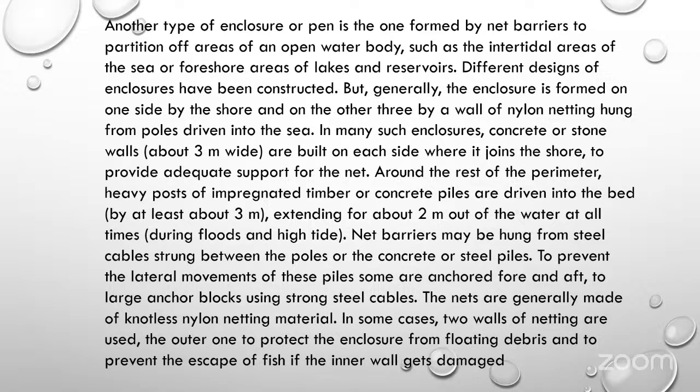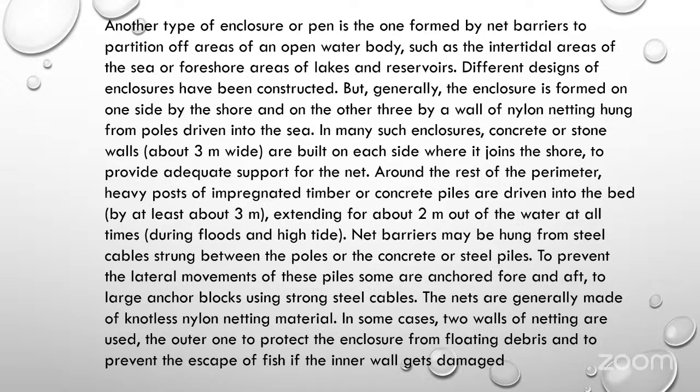Another type of enclosure or pen is the enclosure. Different designs of enclosures have been constructed, but generally the enclosure is formed on one side by the shore and on the other three by a wall of nylon netting hung from poles driven into the sea. In many such enclosures, concrete or stone walls are built on each side where it joins the shore to provide adequate support for the net.